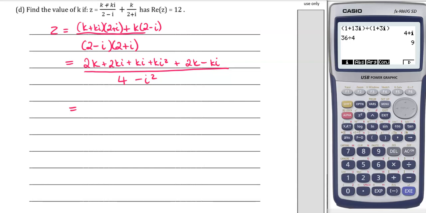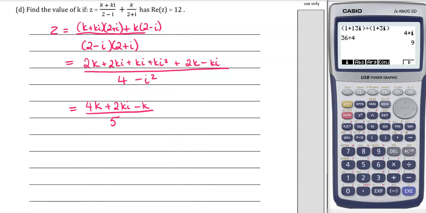Let's collect together the k terms. So we've got 2k and 2k, which is 4k. We've got 2ki and ki, and then minus ki. So that'll just leave us with 2ki. Then we've got ki squared. Well, i squared is minus 1, so that'll be minus k. On the bottom, we've got 4 minus i squared. Now, i squared is minus 1, so 4 minus minus 1 will be 5.